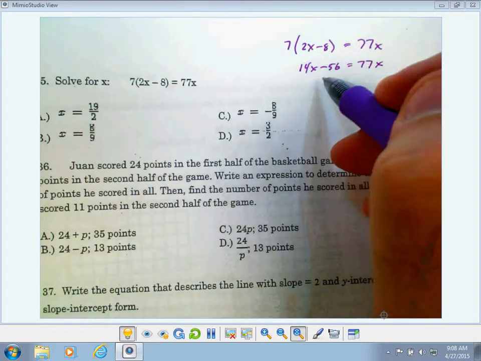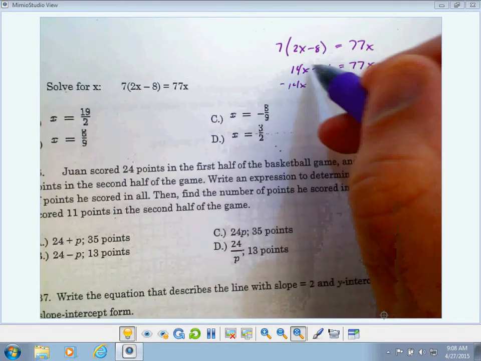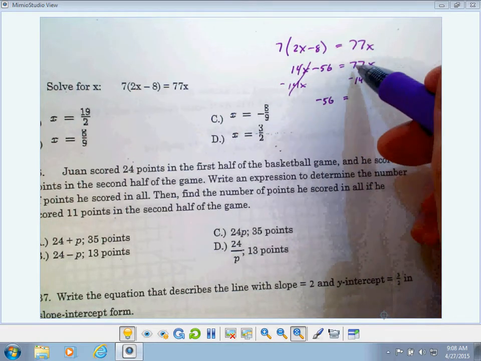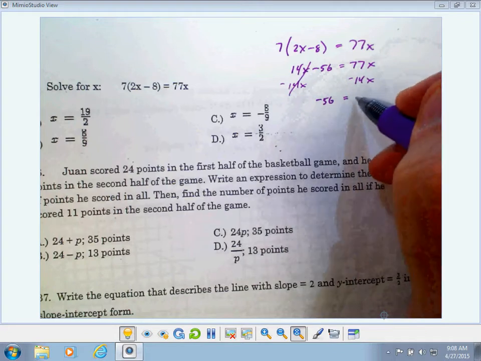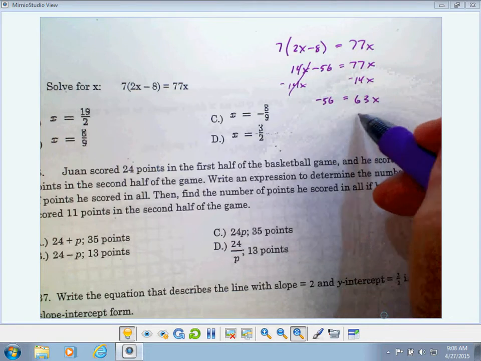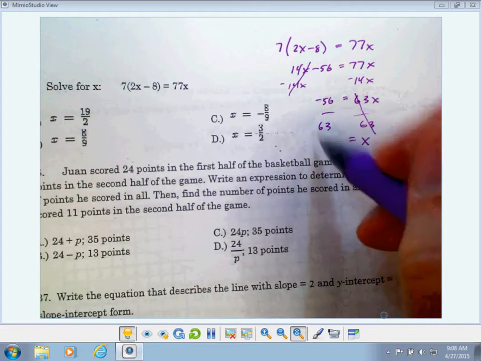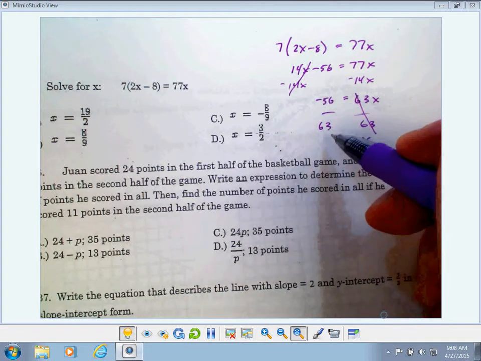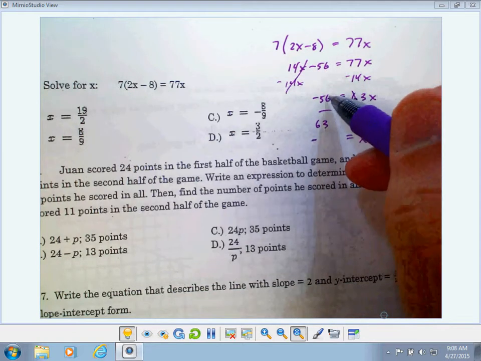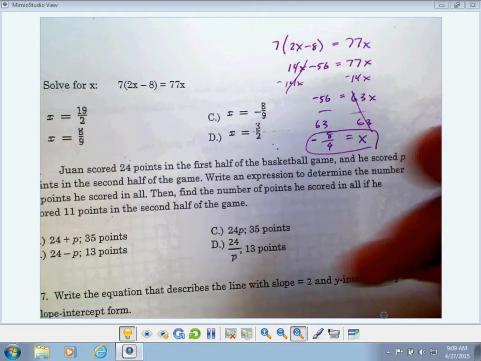My first thought is to get the x on both sides, so I subtract the 14x away from this side to cancel that and leave me with negative 56 equals 77 minus 14 is 63x. And so I would take this and then divide by 63 on both sides. So I'm going to get a negative value, and it looks like this one reduces. Actually, 7 goes into both of them. So 7 goes into 56 8 times, and into 63 9 times. So your answer is negative 8 over 9.